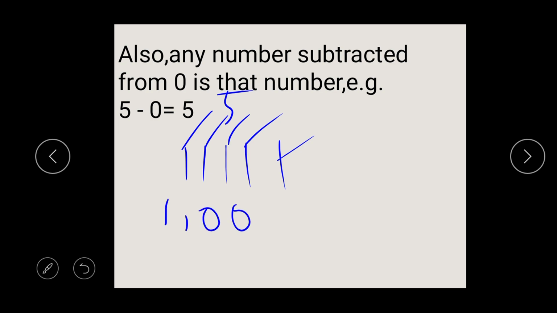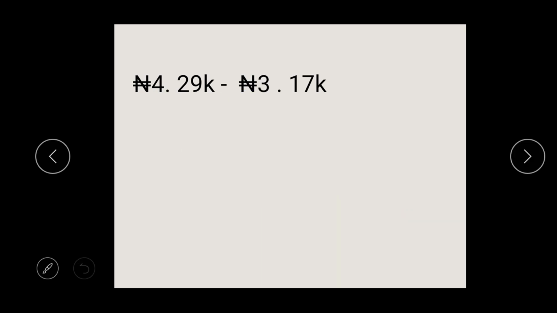1,000 minus 0 will give us 1,000. 1,000,000 minus 0 will give us 1,000,000. Any number, 10 minus 0, will give us 10. Any number minus 0 will give us that number. So let's look at this.